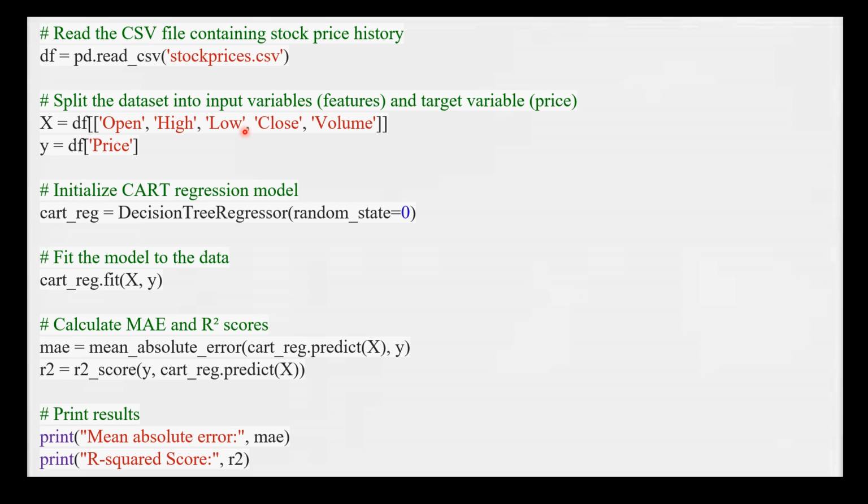Then we initialize a decision tree regressor model, passing a value of 0 for the random_state parameter so that the model starts from the same initial point every time it runs. The next step is to fit the newly initialized model to the training data stored in the X and y arrays. Once fitting is completed, we calculate the mean absolute error between the predicted prices returned by the fitted model when applied to the original input data set X and the actual closing prices saved in y. We also calculate the coefficient of determination, or R squared, which determines how well the model fits the training data. And finally, we print the results.